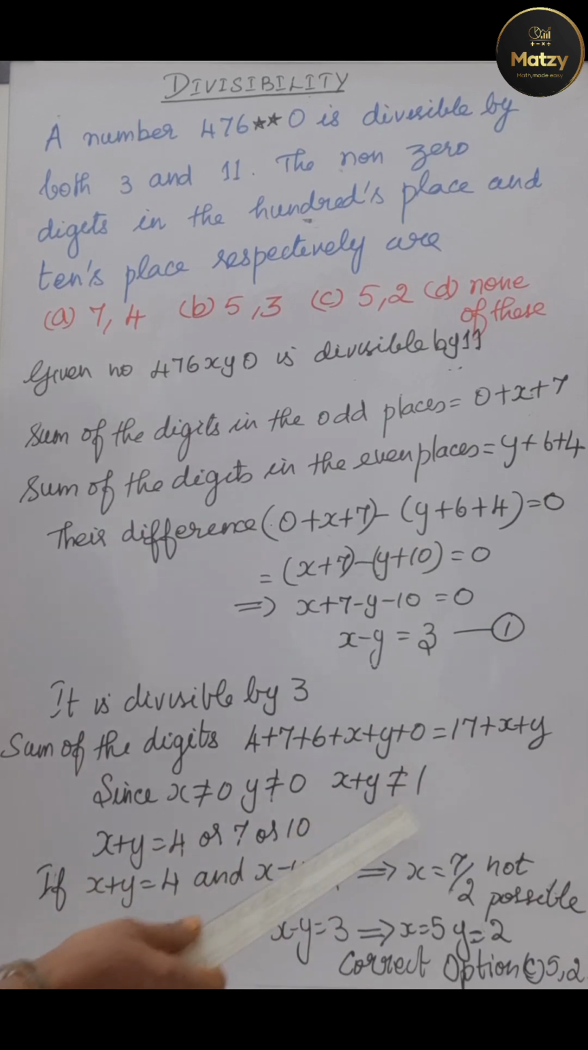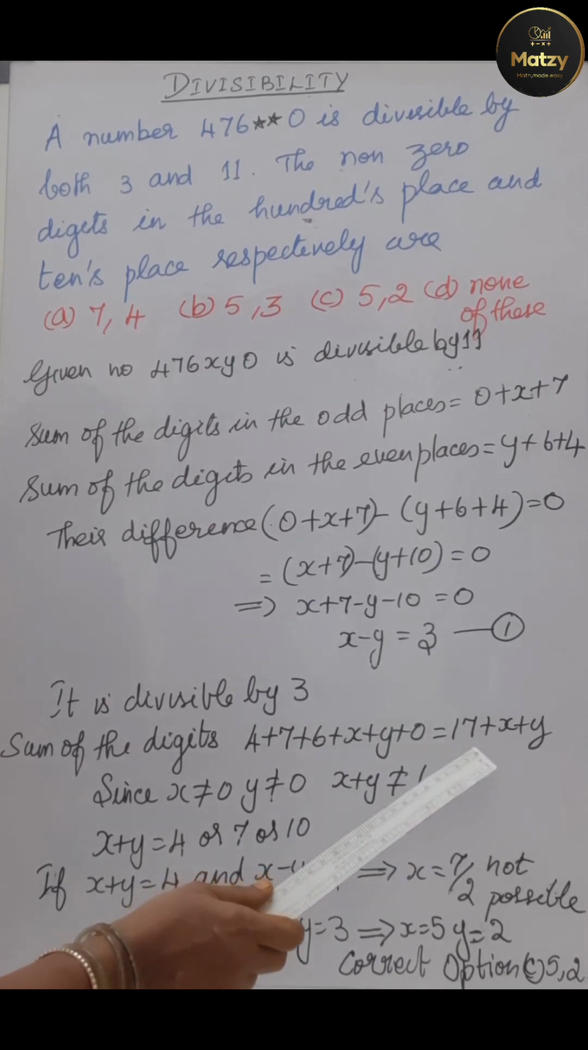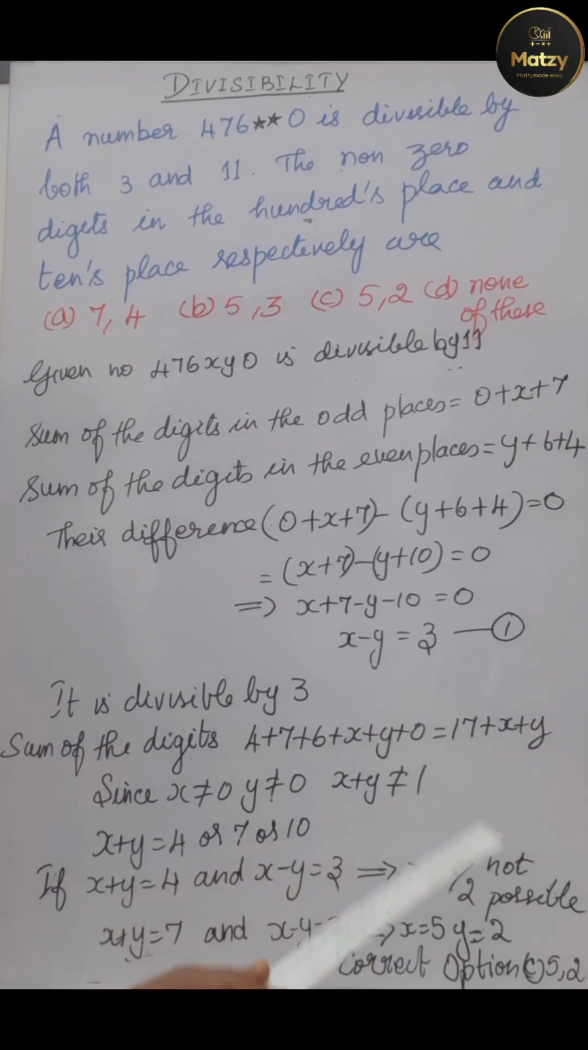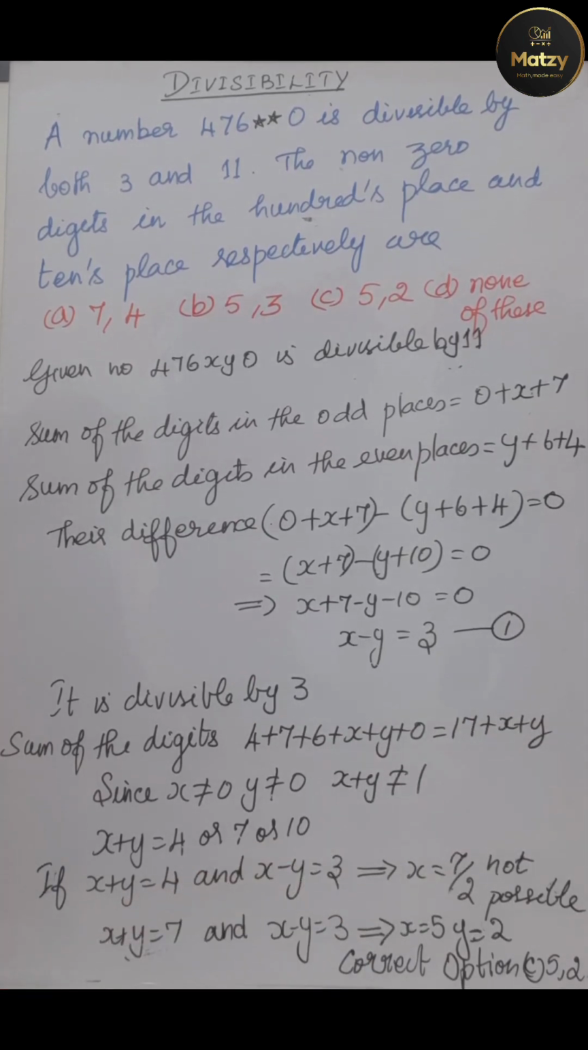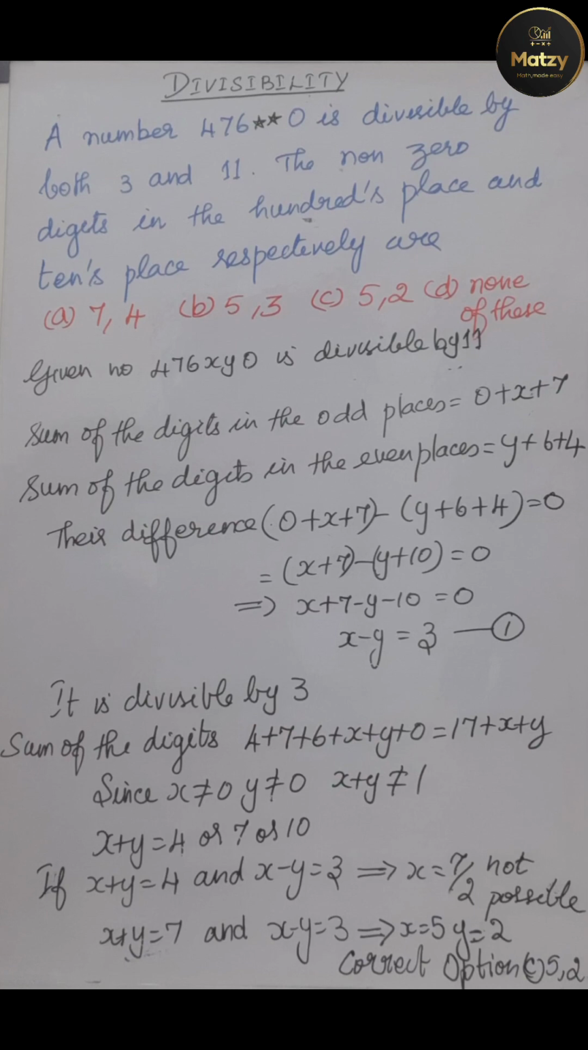So x plus y is equal to 1 is not possible. x plus y should be 4. If you add 4 to 17, it will be divisible by 3. 17 plus 4 is 21, it is divisible by 3. Or it should be 7. 17 plus 7 is divisible by 3. So two conditions are there: x plus y should be equal to 4 or x plus y should be equal to 7.